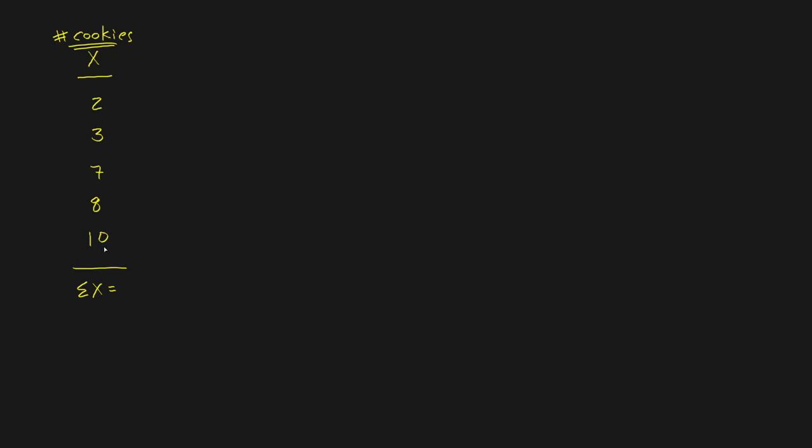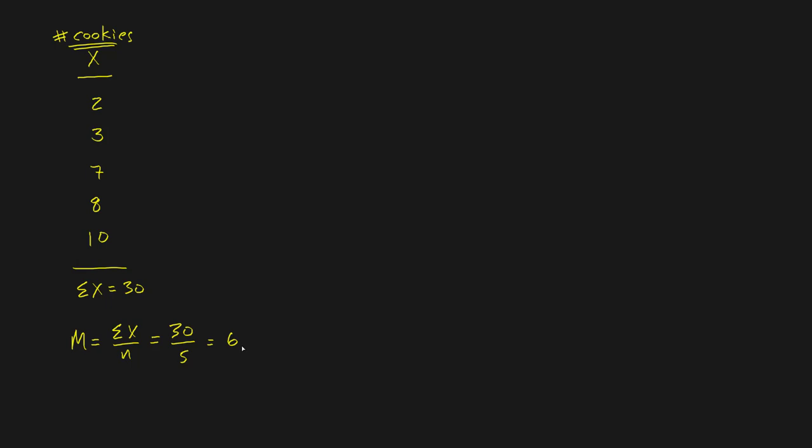So I would have to add these up to get my total, and then I can find my sample mean. So let's do that. 2 plus 3 is 5, plus 7 is 12, plus 8 brings me to 20, and another 10, that brings me to 30. So I've got 30 over 5 people telling me that on average, people took 6 cookies from the tray.